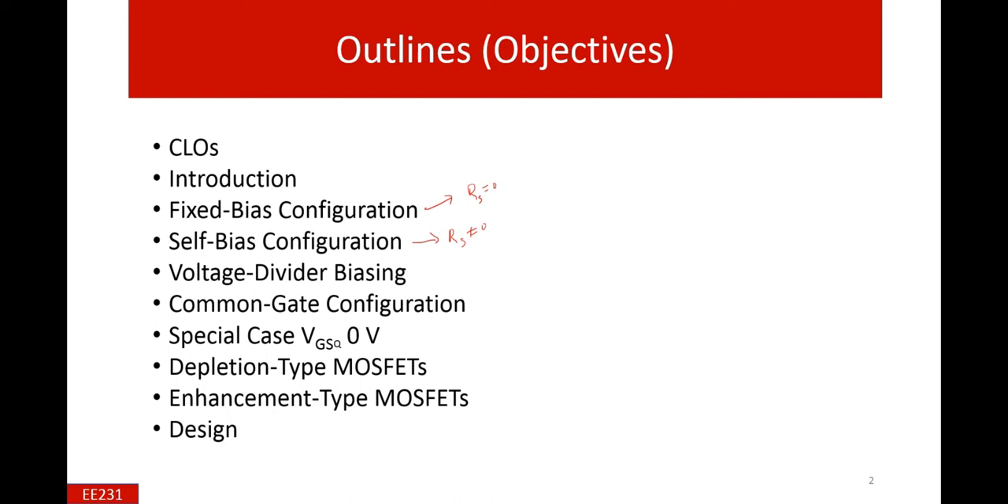If we want to change the Q point for the self-biased configuration, we have to change the value of RS. Similarly, for the fixed bias configuration, if we want to change the Q point, we have to change the voltage of the DC source which is supplying the voltage to the gate. So this is the simple introductory part, and we will continue with the next topic.